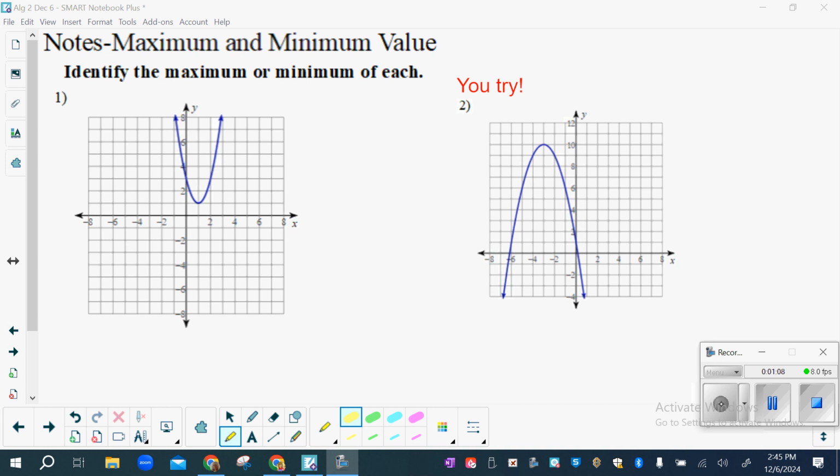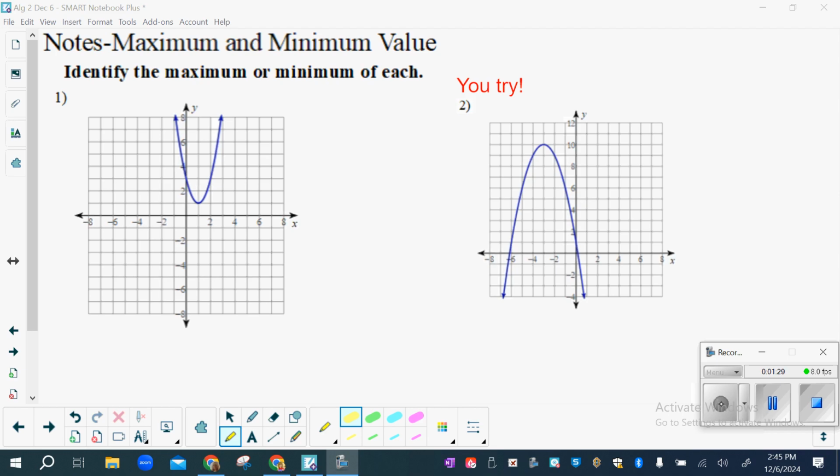Okay, so what about if it said a minimum? Say you wanted to make a minimum of $20. You want a job and you want to make a minimum of $20. What does that mean? 20 or more. So how does that apply to what we're doing? We want to find a maximum or a minimum value on a graph.